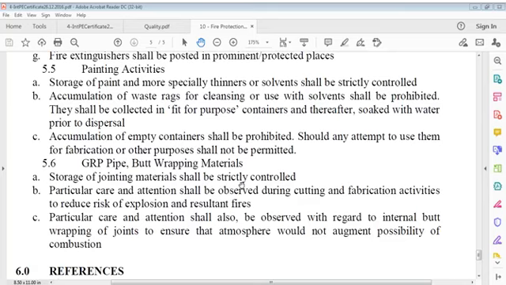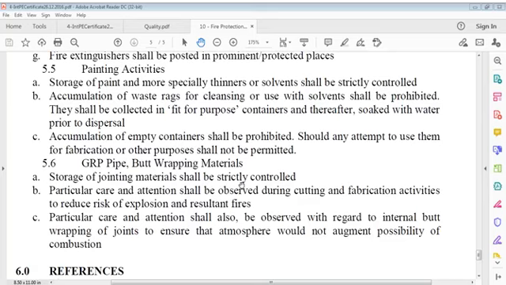So, storage of paint and more especially thinners or solvents shall be strictly controlled, not prohibited, controlled. Accumulation of waste rags for cleansing or use with solvents shall be prohibited. They shall be collected in fit for purpose containers and thereafter soaked with water prior to disposal. Accumulation of empty containers shall be prohibited. Any attempt to use them for fabrication or other purposes is not permitted.